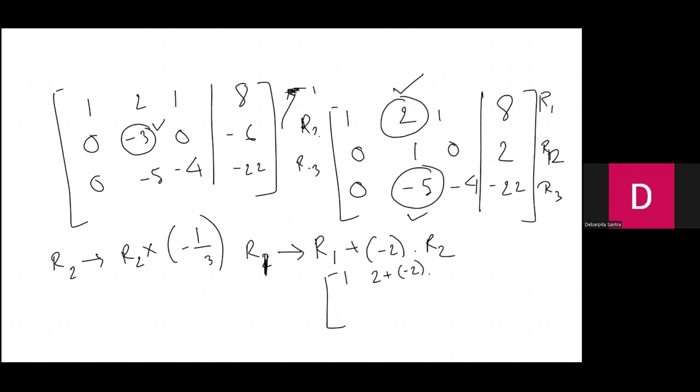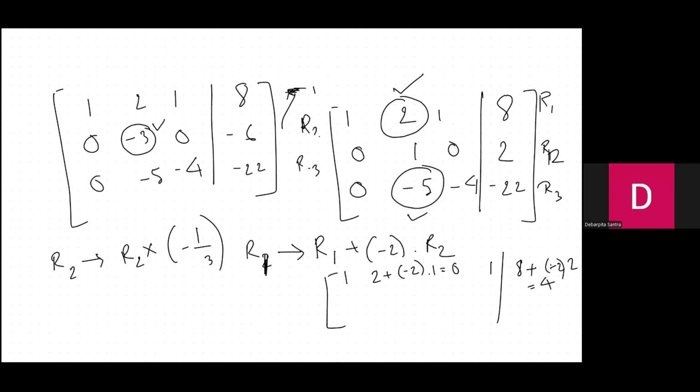R2 means this is 1. So this becomes 0, and 1 plus minus 2 into R2, that is 0. So it will be 1. And what will happen here? 8 plus minus 8 plus minus 2 into R2. R2 means 2. So it will be 8 minus 4, that means 4. Okay. So we just found 1, 0, 1, 4.